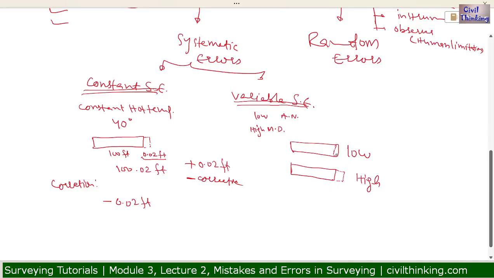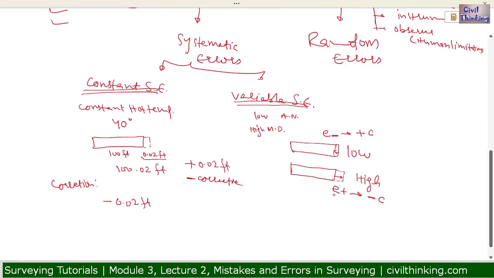Here it has shrunk, so the error is negative, and you will apply a positive correction. Now here it has expanded because of high temperature, so the error is positive here. So how do you correct it? You will apply a negative correction here.